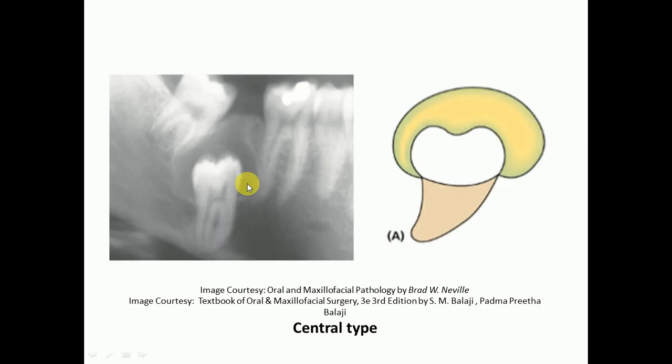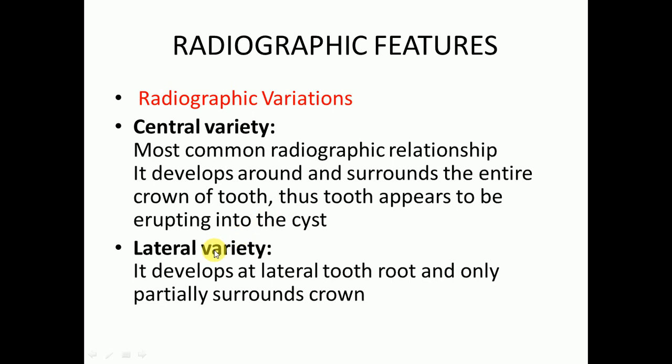Here we can see this is the impacted mandibular second molar, and this is the radiolucency present over the crown of the tooth. And it looks like the tooth will erupt inside the cyst cavity. Here you can see it is attached at the cemento-enamel junction. And the second variety is lateral variety. It develops at the lateral tooth root and only partially surrounds the crown.